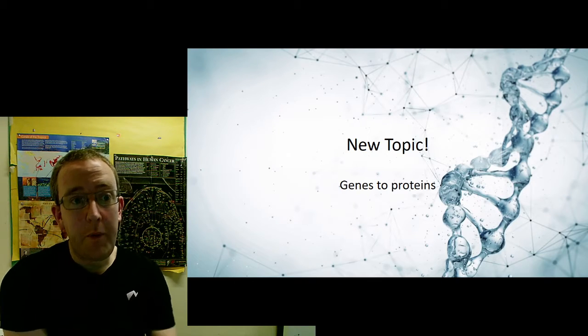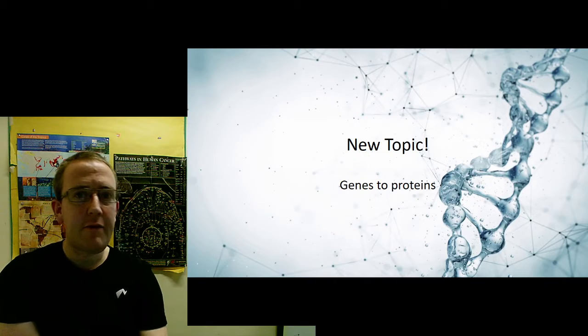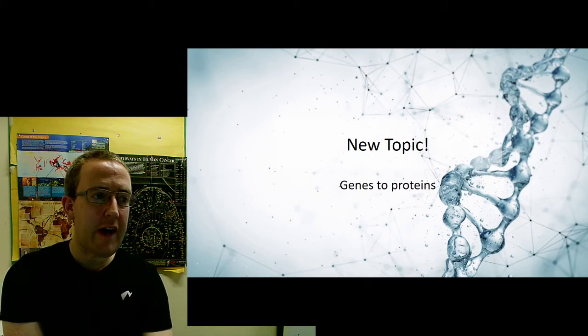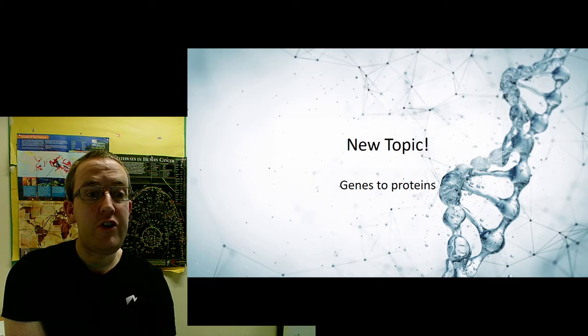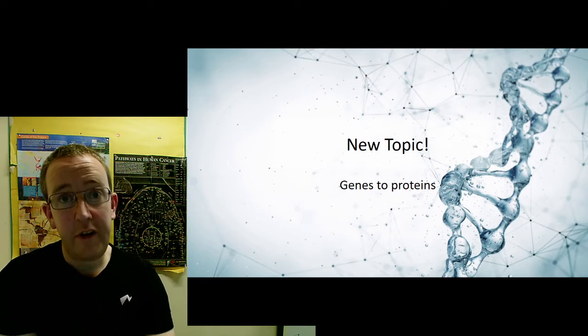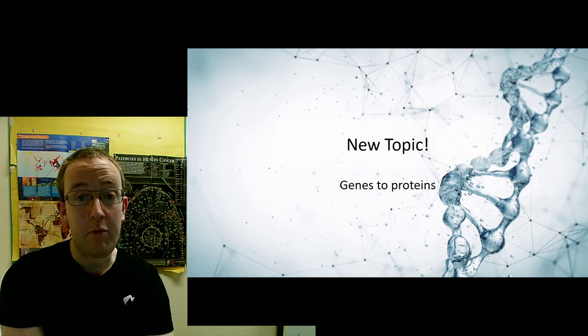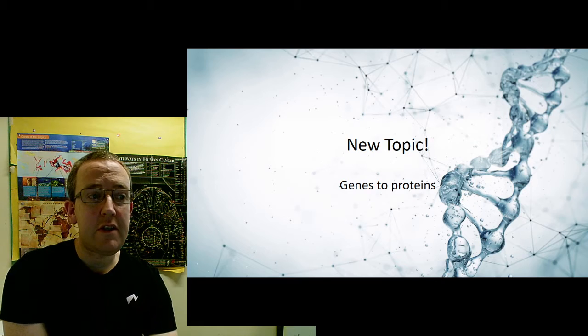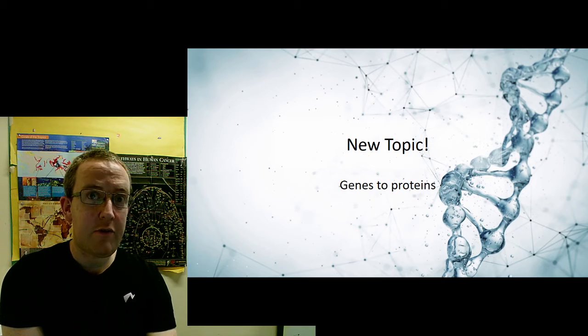So we've got a new topic for today. This is an AS level topic, so part of the first year of A level study on genes to proteins. So specifically, how do genes get to be proteins? Now, I'm assuming for this that you'll remember the GCSE version of this that you did.